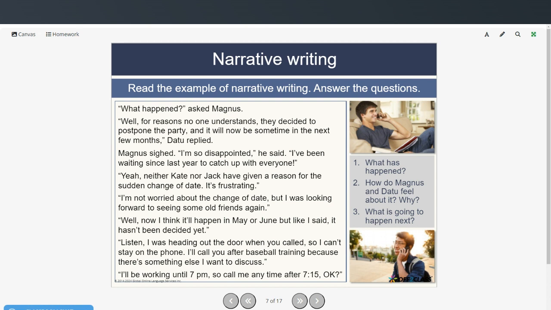What happened? Asked Magnus. Well, for reasons no one understands, they decided to postpone the party, and it will now be sometime in the next few months, Datu replied. Magnus sighed. I'm so disappointed, he said. I've been waiting since last year to catch up with everyone. Yeah, neither Kate nor Jack have given a reason for the sudden change of date. It's frustrating. I'm not worried about the change of date, but I was looking forward to seeing some old friends again. Well, now I think it'll happen in May or June, but like I said, it hasn't been decided yet.